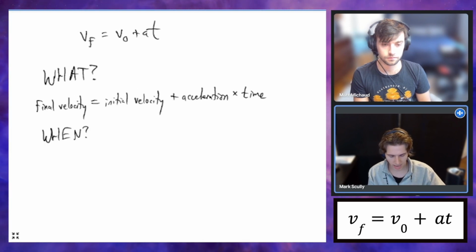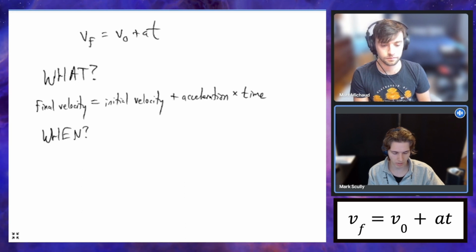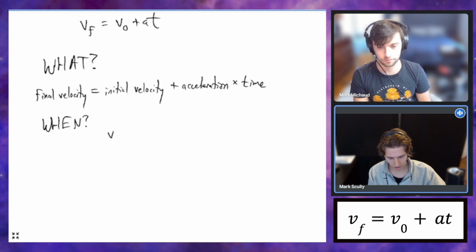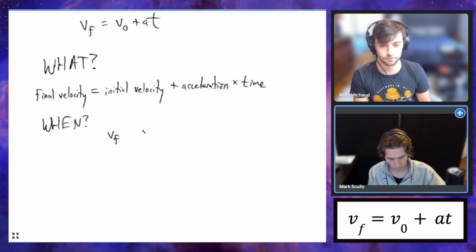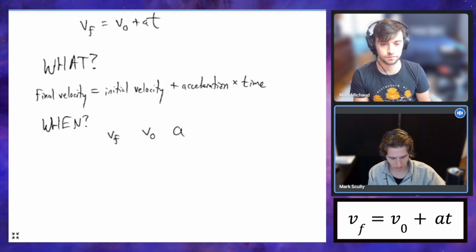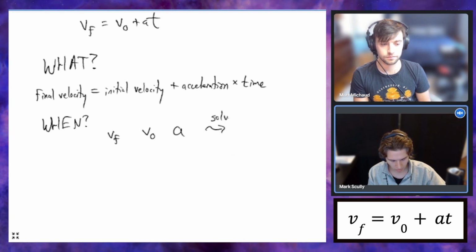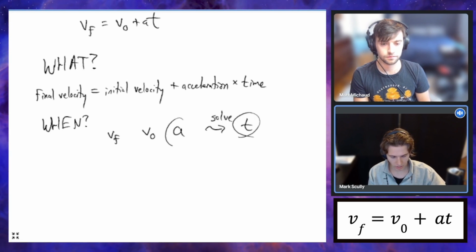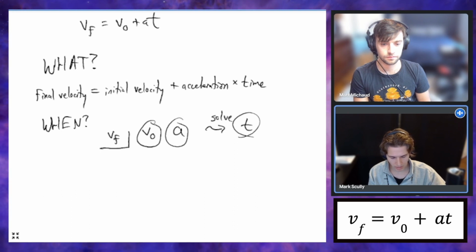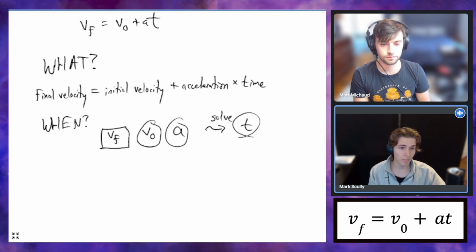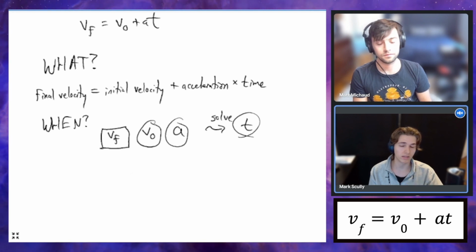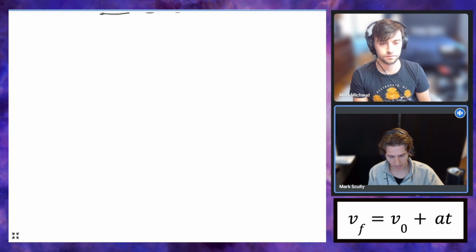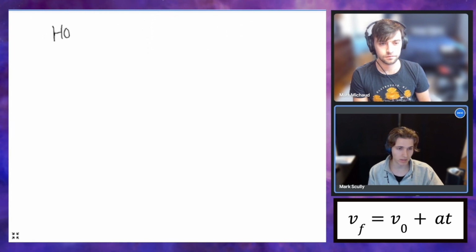Well, we want to use this anytime we're given 3 of the variables and we want to solve for the 4th one. So for example, we can be given the final velocity, the initial velocity, and the acceleration, and we want to solve for time. This could also happen that we're given the time, the acceleration, and the initial velocity, and we want to solve for the final velocity. Any combination of this works as long as there's only one single variable to solve for with this equation. Let's review how we can actually solve for each individual variable using algebra.